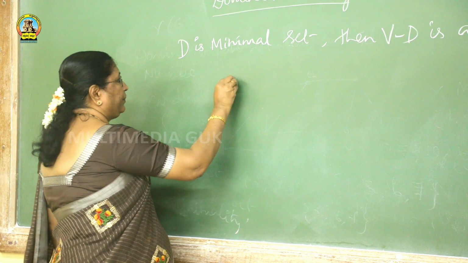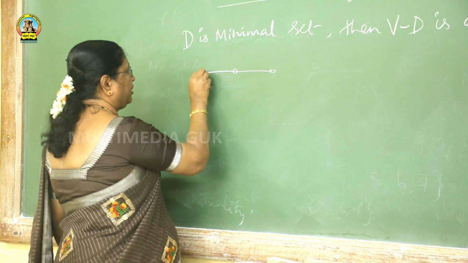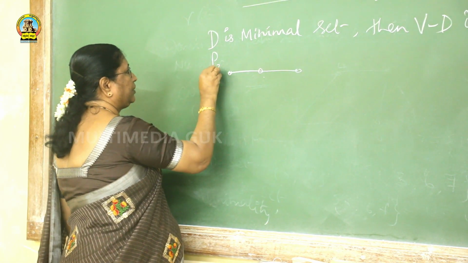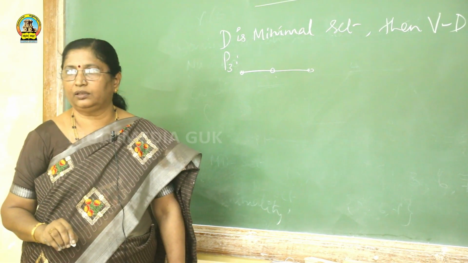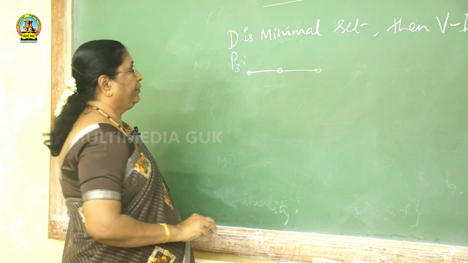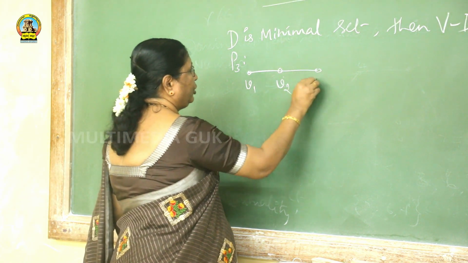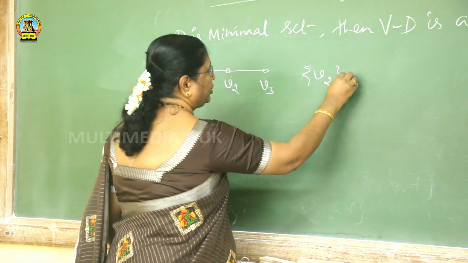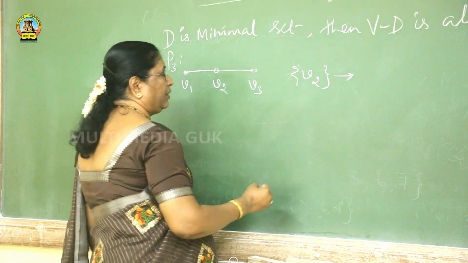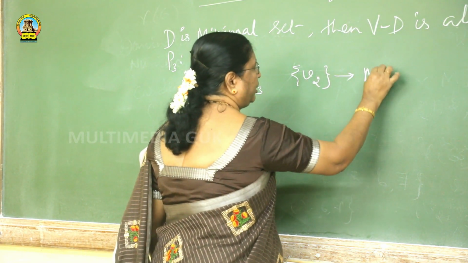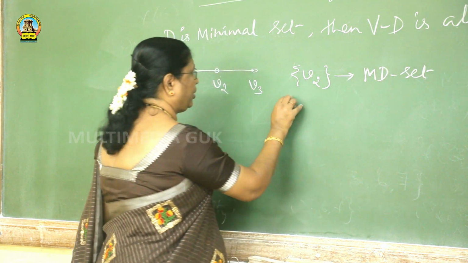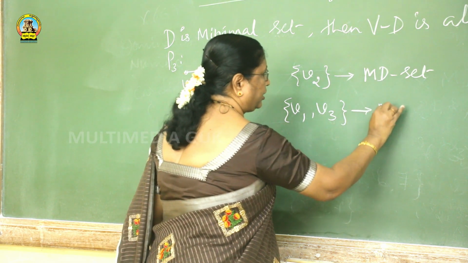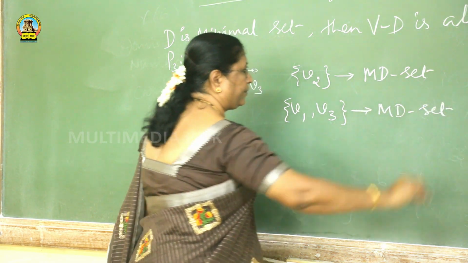For example, we shall consider this is the set. We denote it as P3, path with 3 vertices. Now in this, the set containing V2 will act as the minimal dominating set, and also you have the other set V1, V3 will also act as the minimal dominating set.